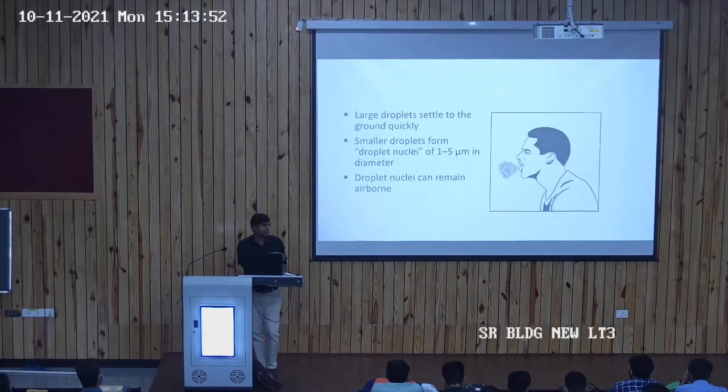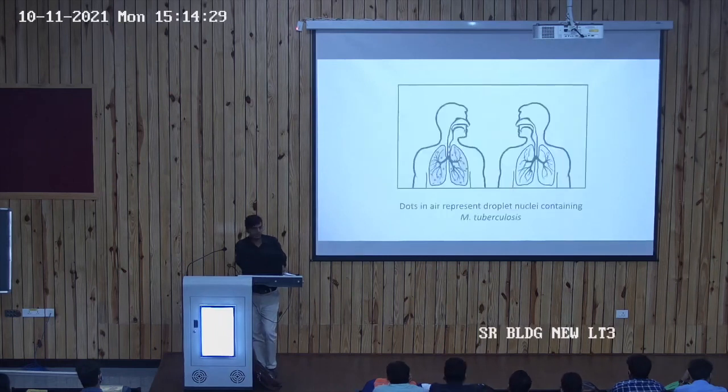So what happens when there are droplets produced? There are larger droplets as well as smaller droplets. Larger droplets settle to the ground quickly, and there they can be dried. But the smaller droplets become droplet nuclei of approximately 1 to 5 micrometers in diameter, and they remain airborne. And these are the problematic ones. On the right side there is an infected person. Whenever he sneezes, the droplet nuclei come out and they can go to a healthy person.